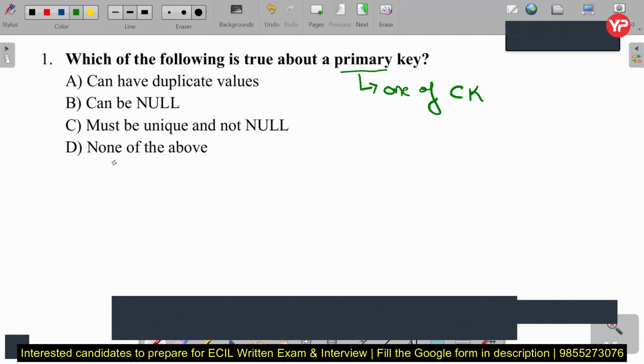So what is a primary key? Can a primary key have a duplicate value? No, that is absolutely false, because if we have a duplicate value, then how can we differentiate each and every record uniquely? Can it be null? It can never be null. Keep in mind, my dear students, that it must have a unique value. That's the main purpose of a candidate key, and the primary key is one of the candidate keys. None of these. So for the first problem, the right answer is it must be unique and not null.